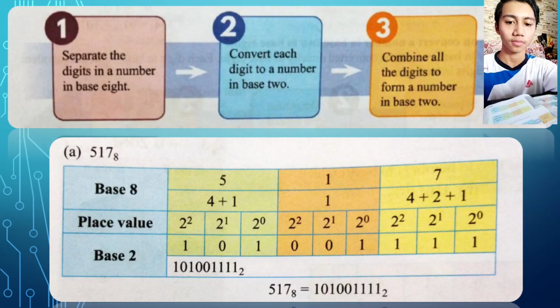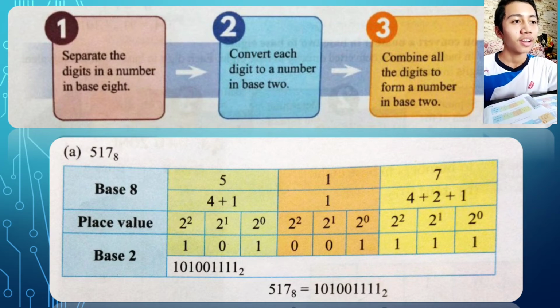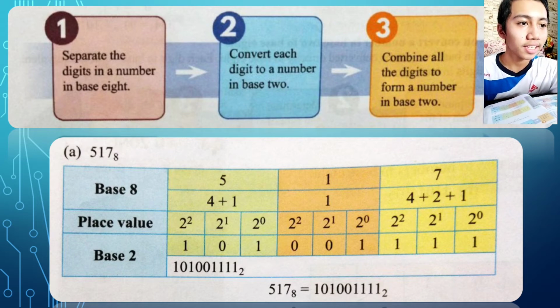Okay, we have learned how to convert from base 2 to base 8. But in this case, we are learning how to convert a number in base 8 to base 2. First, you need to separate the digits in a number in base 8. Then we need to convert each digit to a number in base 2. And the last step is to combine all the digits to form a number in base 2. So it is stated that we must separate all the digits, so the first 3 digits, second 3 digits, and the third 3 digits.